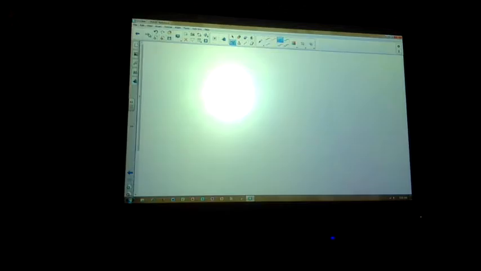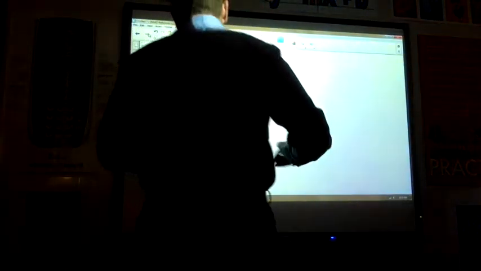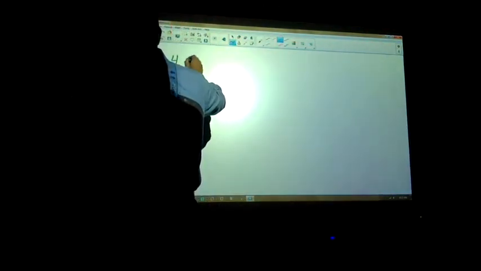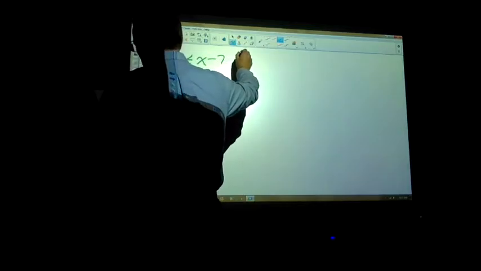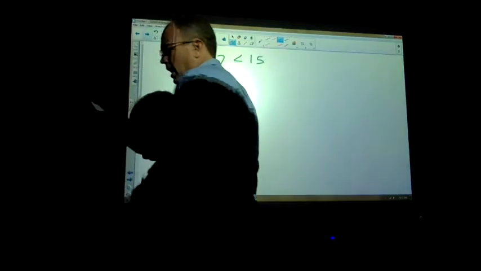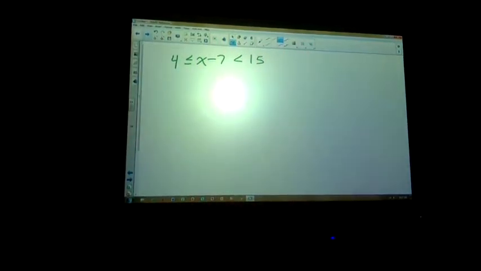Compound inequality. What do you notice about the inequality problem on the first page? Two inequality signs, right? So let's talk about this. I want us to be able to solve these, look at them on a graph, and make sure we can put them into interval notation. Is that okay? Does everybody realize we have two inequality signs?